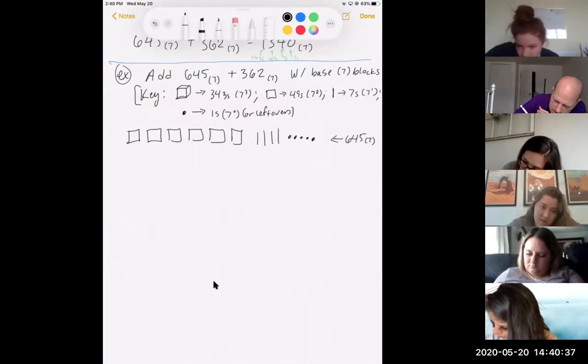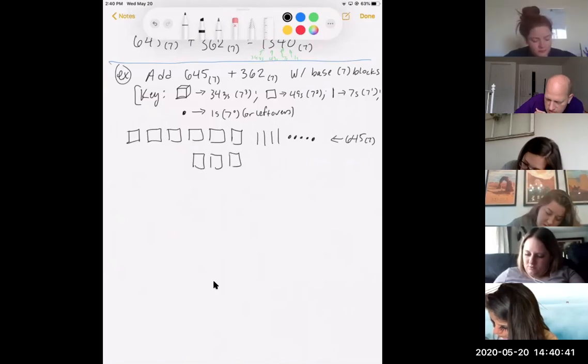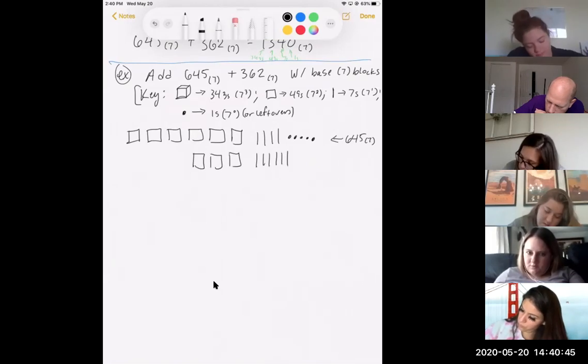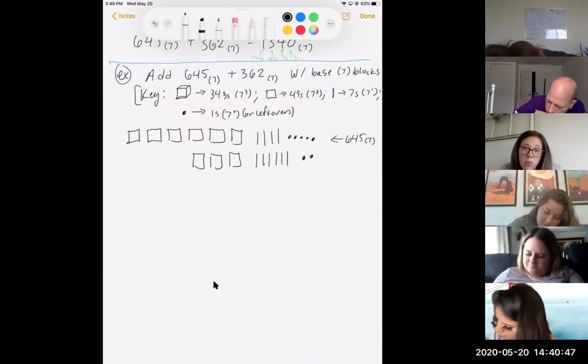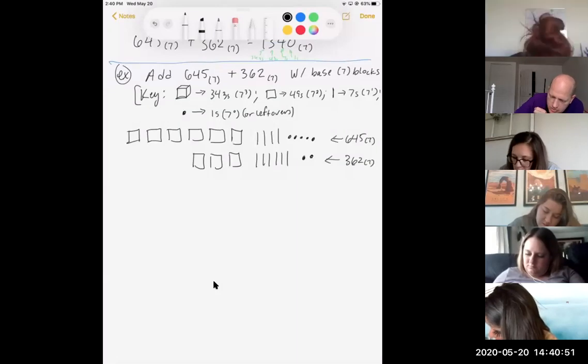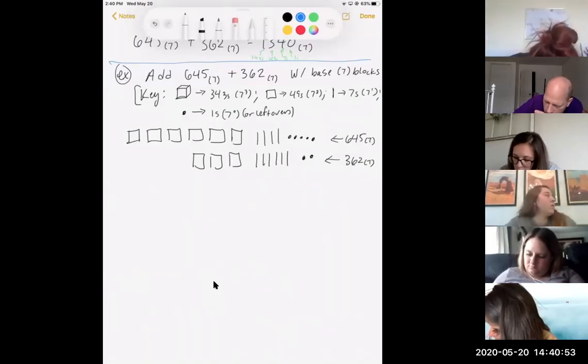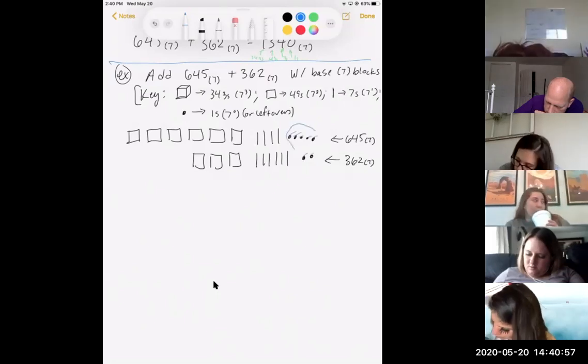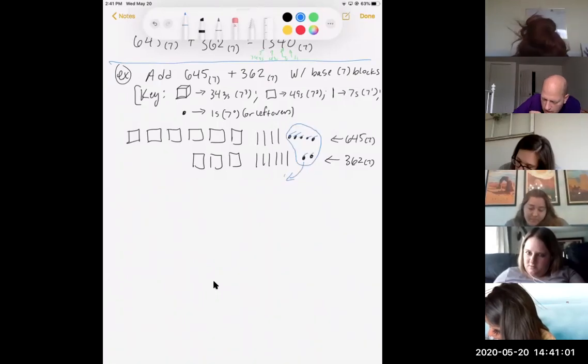Then I'm going to add 362 to it. So in my drawing, I put the flats next to each other, 362, the rods there, and then 2 dots there. Okay, so we put them together, and then we group away. 1, 2, 3, 4, 5, 6, 7. So that's the same as the chip model, but I'm exchanging these little cubes for a rod. Okay, and continue on in grouping.